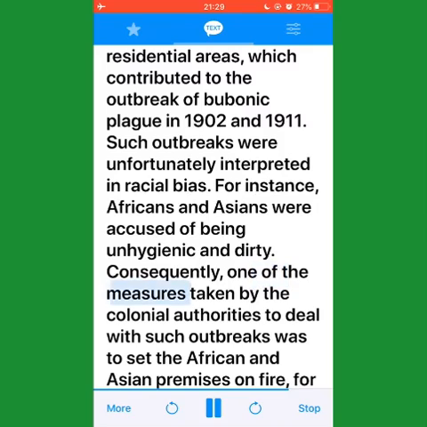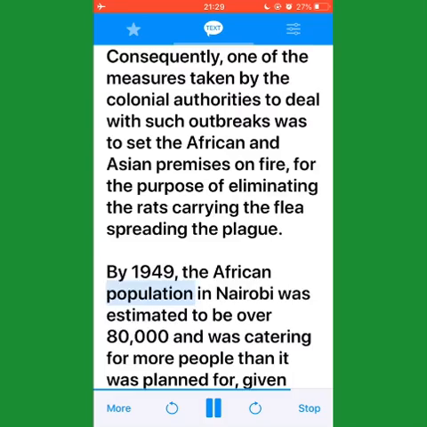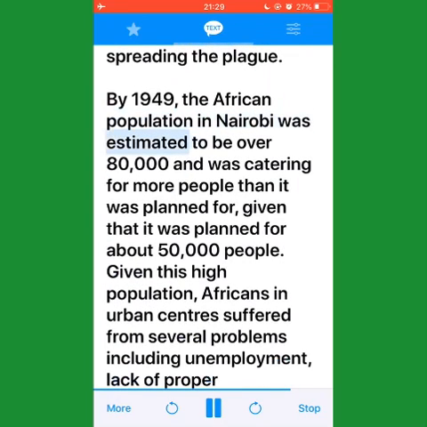Consequently, one of the measures taken by the colonial authorities to deal with such outbreaks was to set African and Asian premises on fire, for the purpose of eliminating the rats carrying the fleas spreading the plague. By 1949, the African population in Nairobi was estimated to be over 80,000 and was catering for more people than it was planned for, given that it was planned for about 50,000 people.